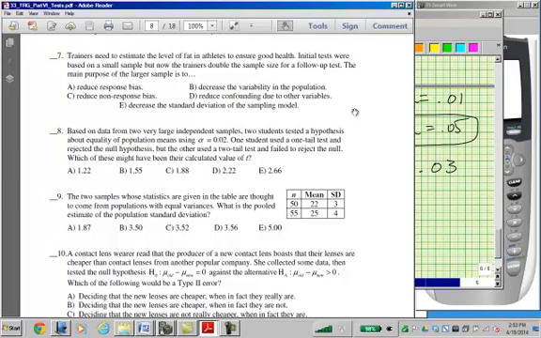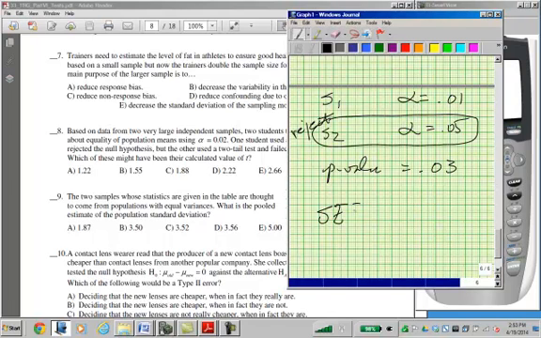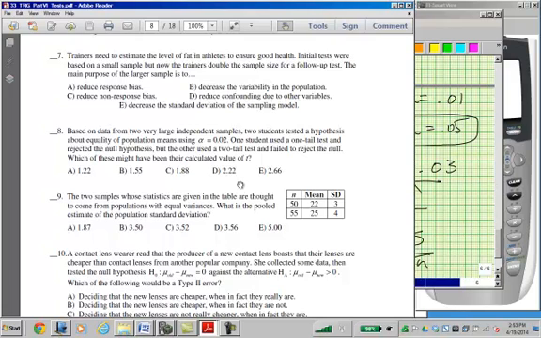E, decrease the standard deviation of the sampling model. That is completely true. That's mathematically true. Sample size gets bigger, standard deviation gets smaller. We already talked about that. Standard error equals the square root of p hat q hat over n. N gets bigger, standard error gets smaller. Or standard error equals the standard deviation of the sample divided by the square root of n. N gets bigger, standard error gets smaller. Period.